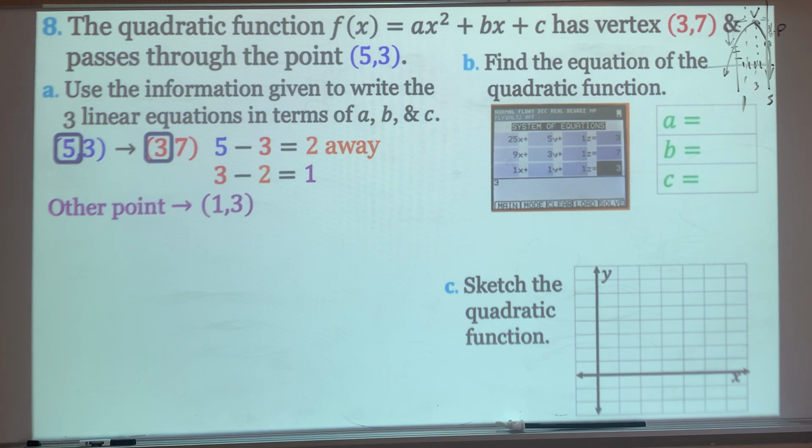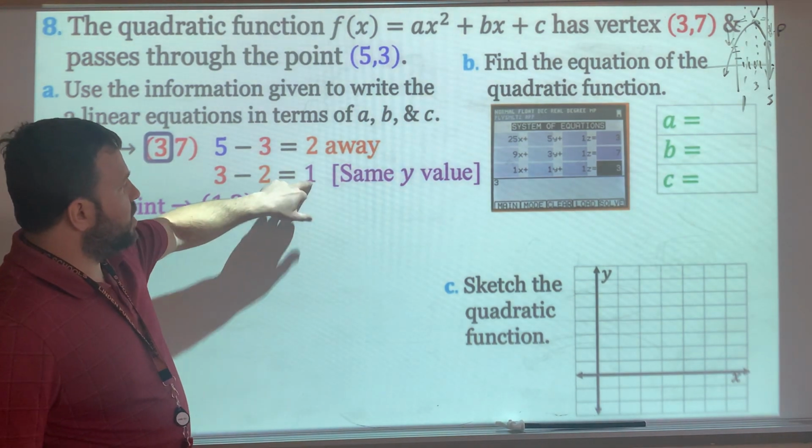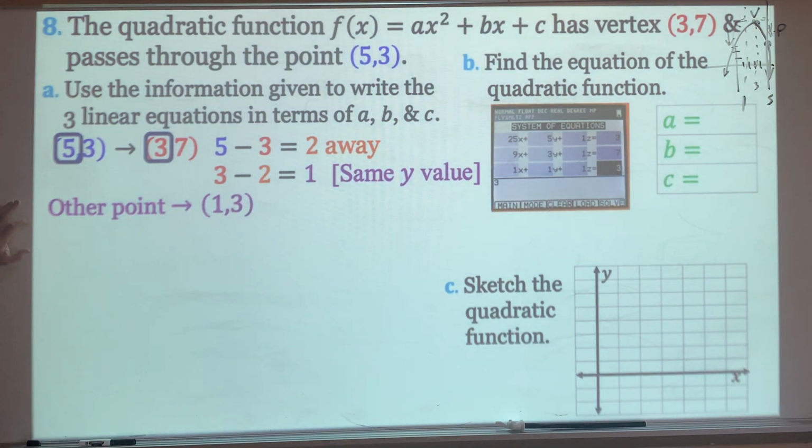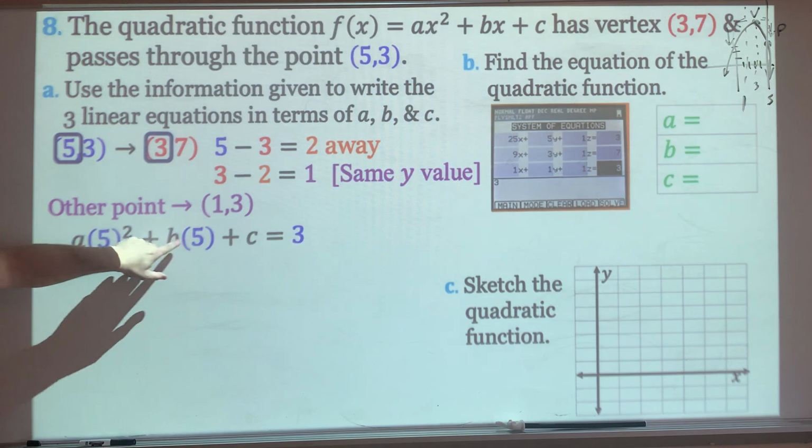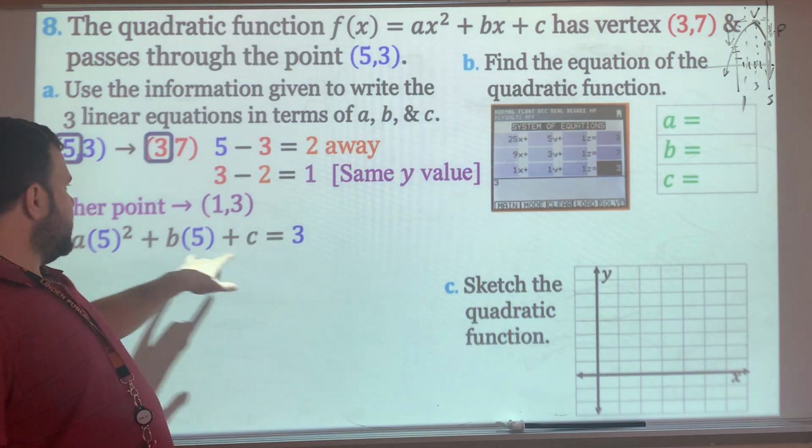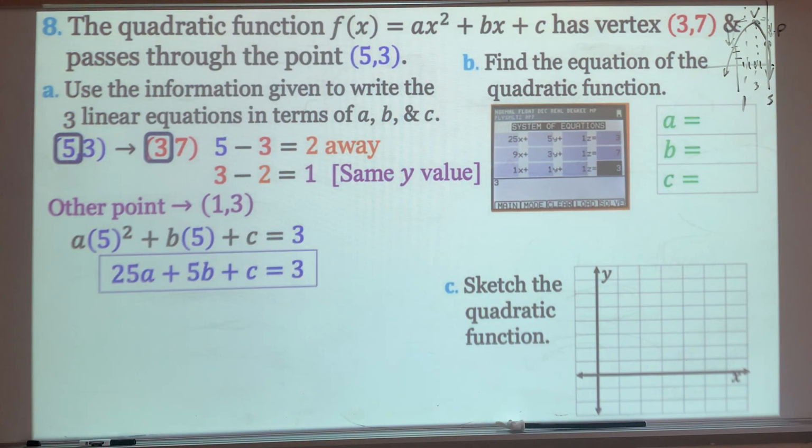All right? So next thing we're going to do, very simple, is what? Because this is the same as the y value. That's where you get the 1 from. All right? Now we're going to do our 3 equations. First equation, 5, 3. When x is 5, a times 5 squared plus b times 5 plus c equals 3. 25a plus 5b plus c equals 3.